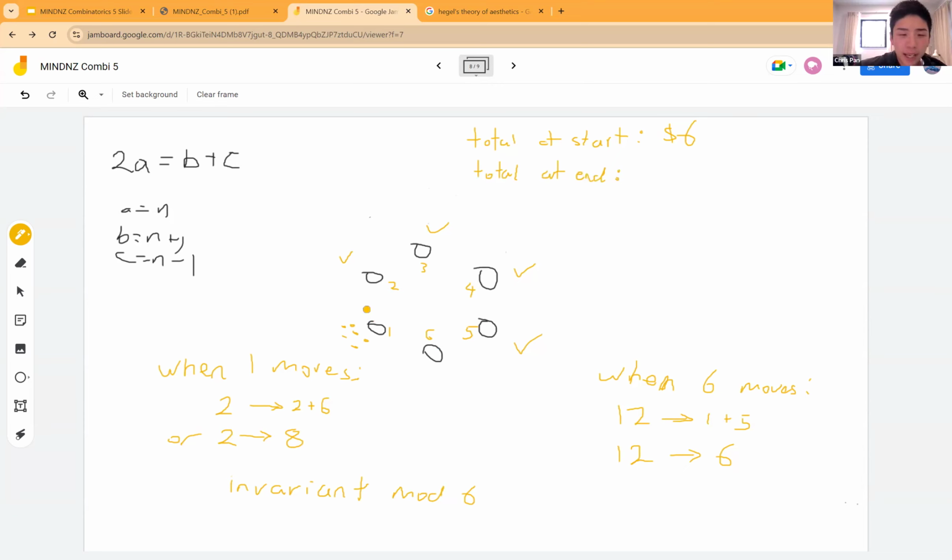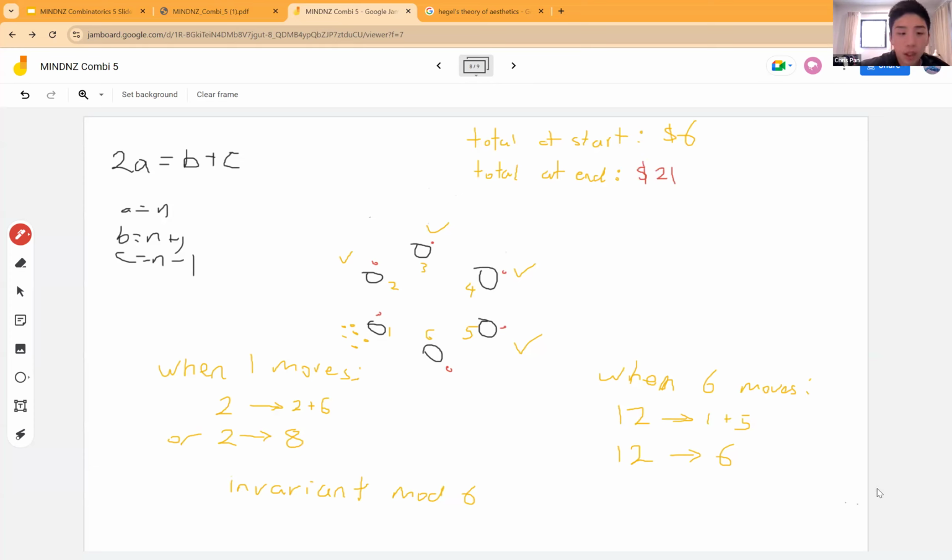What happens at the end? Well, at the end, I'll do the ending configuration in red. We want one person to have 1 coin. How much money is that? It's 1 plus 2 plus 3 plus 4 plus 5 plus 6, which is 21. So we want to go from $6 to $21.